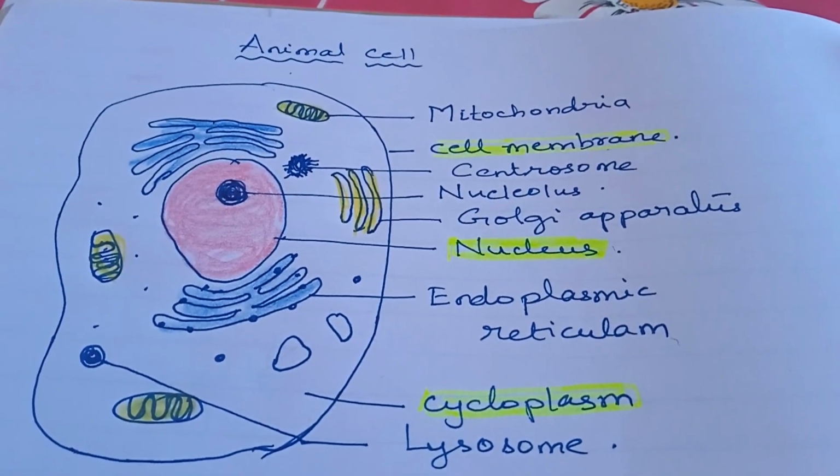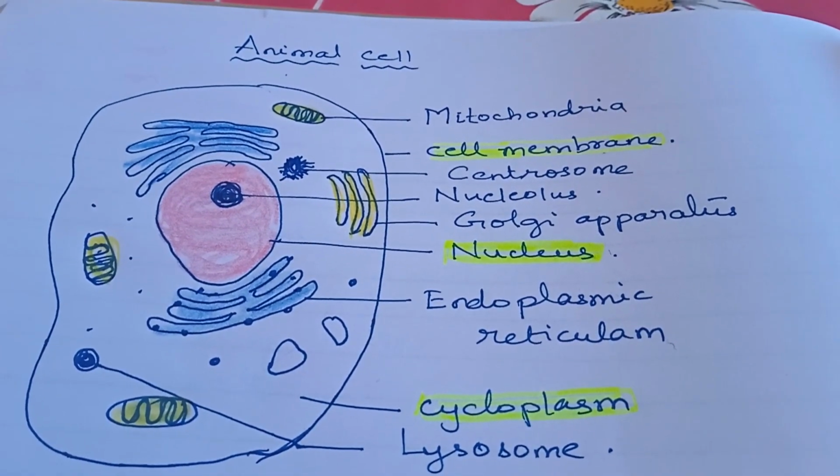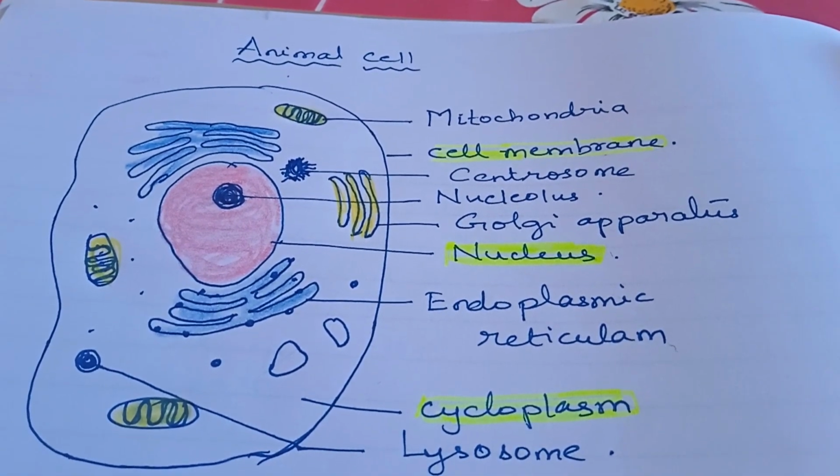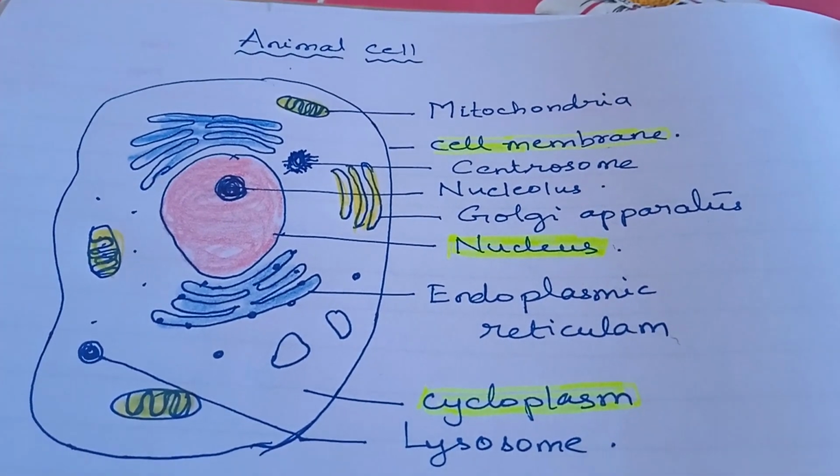What is the main function of the endoplasmic reticulum? It acts as a framework for the cell and transports materials. So transportation, and it gives a framework for the cell. These are the two main functions.